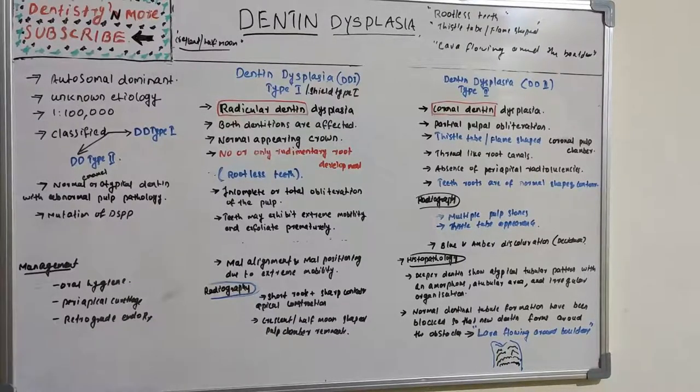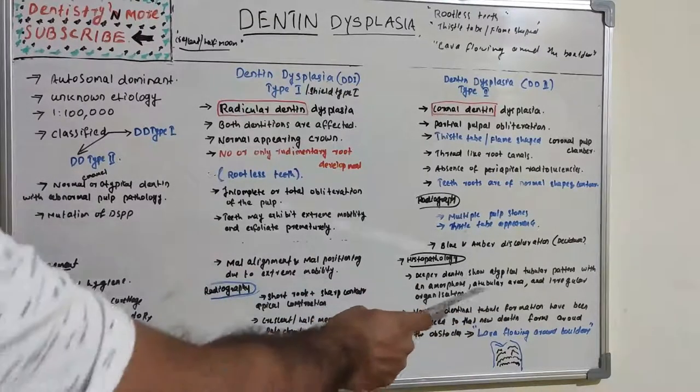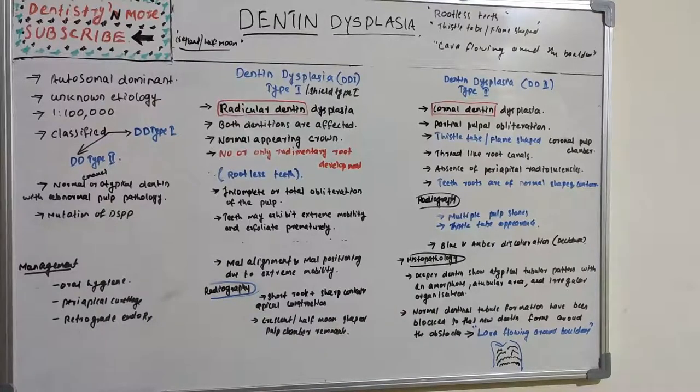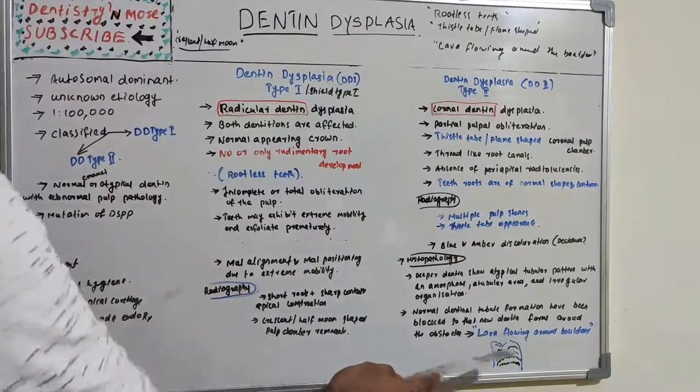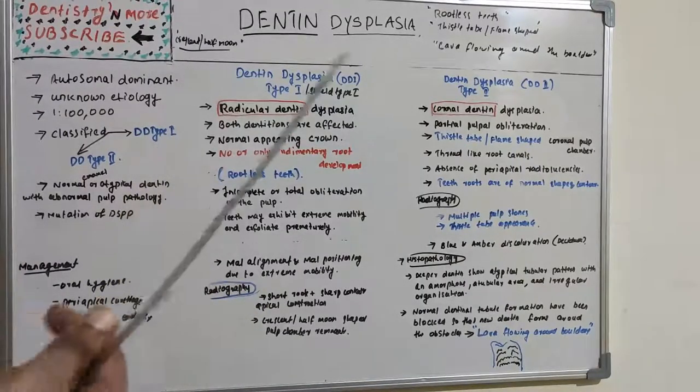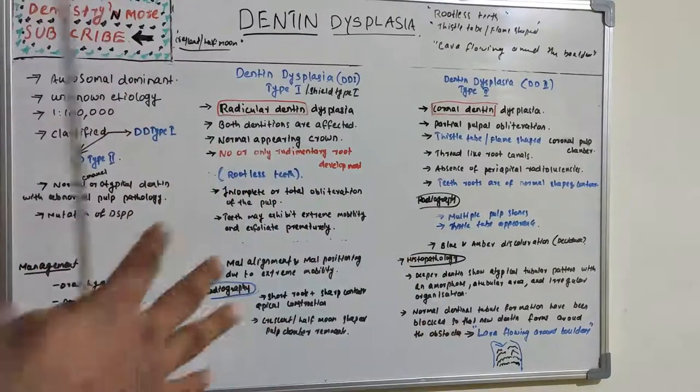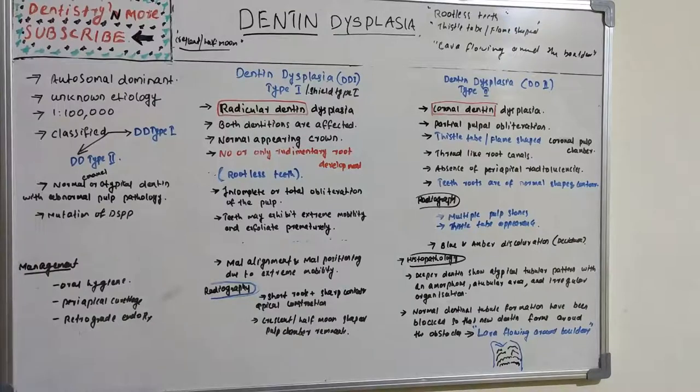Moving on to histopathology, the deeper dentine shows an atypical tubular pattern, with an amorphous atubular area and irregular organization. And this is very important: lava flowing around boulders. Normal dentine tubule formation happens, but there are blockades. The dentine tubule formation still happens, but around these blockades, so it looks like lava. When a volcano erupts, the lava flows around the boulders, around the obstacles, so it gets that peculiar characteristic appearance: lava flowing around boulders.